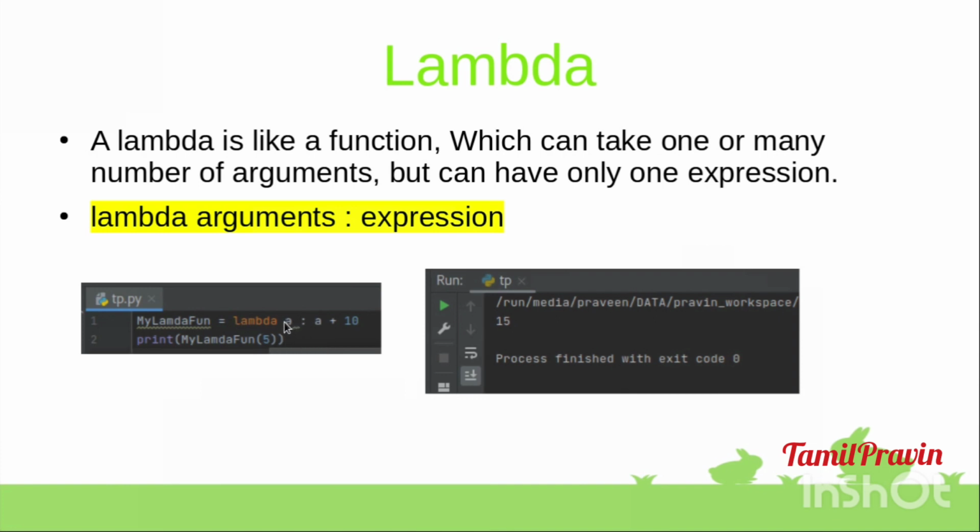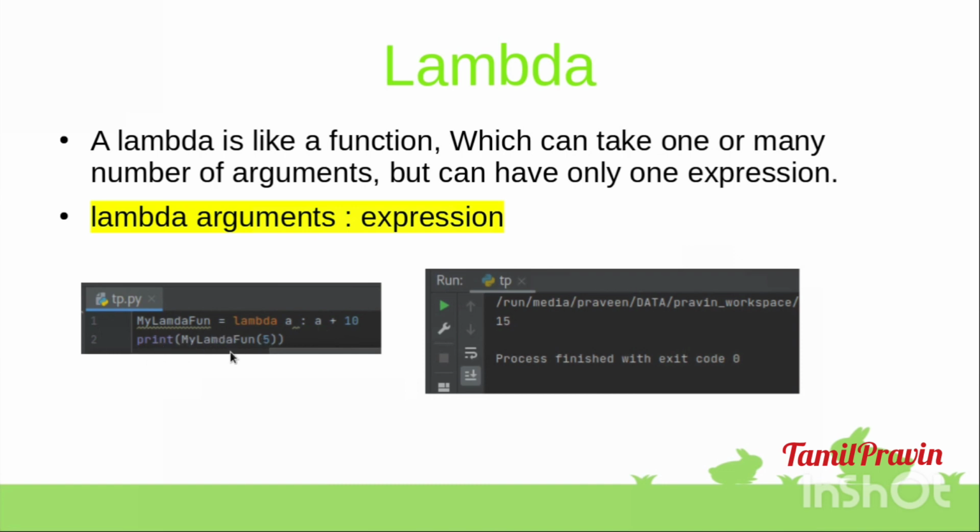Here a is an input, which means an argument. It receives an argument a and does some operation. This is an expression. Here what I did is a plus 10. Whatever value we receive gets added with 10 and is returned. This is the same as a function, but in a function we can use multiple expressions, whereas in lambda we can use only one expression. This is an example.